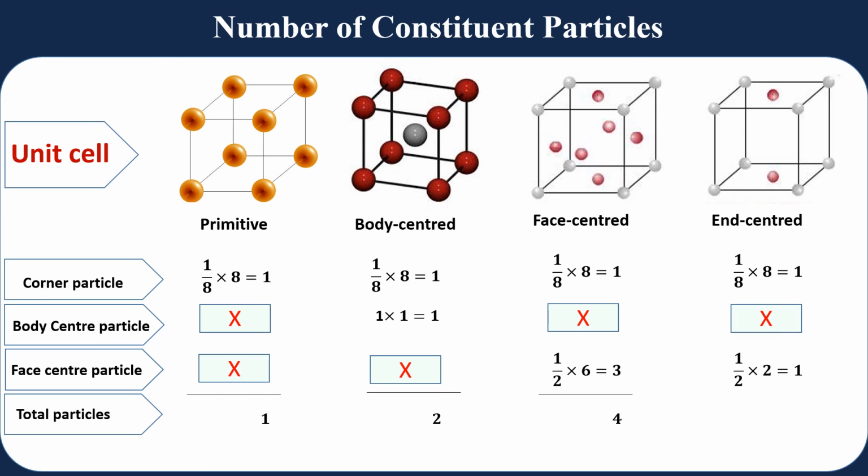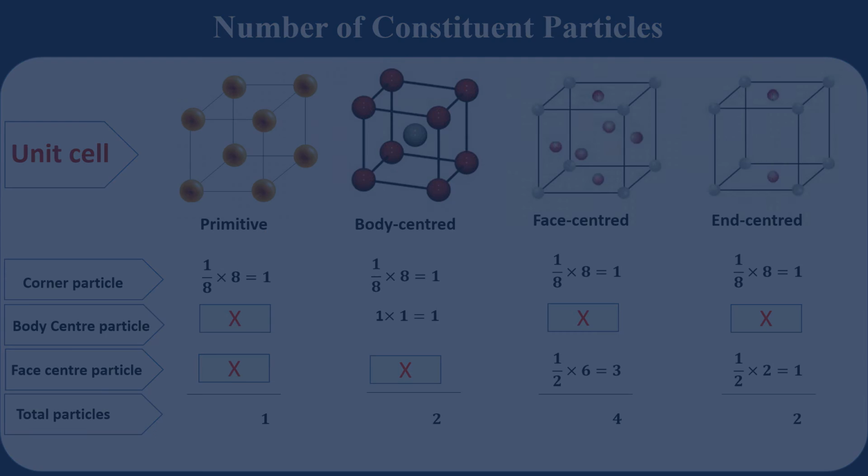In the end-centered unit cell, corner particles give 1. There is no body center particle. There are 2 face-centered particles, so their contribution is 1. So the total number of particles is equal to 2. This is very important.